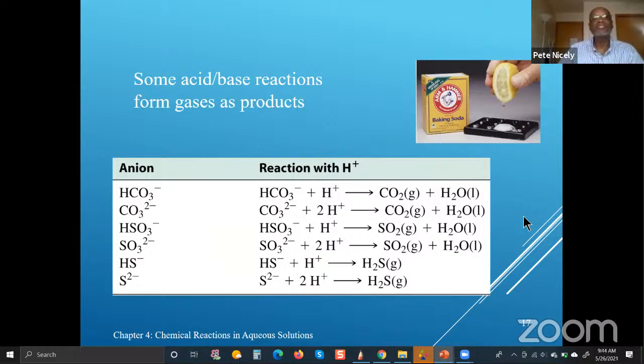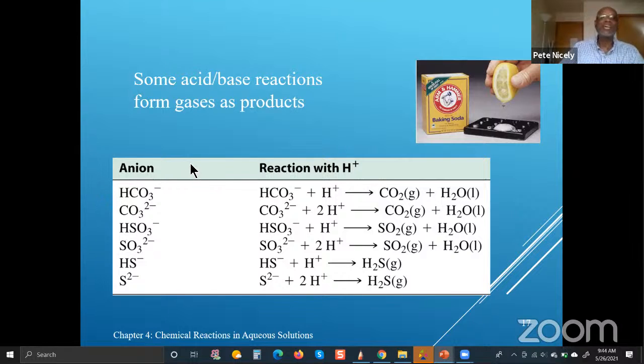Okay, there's some other acid-base reactions which involve the formation of gases, all right? And these are shown right here. This is based on certain anions being present in a particular ionic compound, these anions right here. In the case of any compound that contains the bicarbonate or the carbonate ions, if you add anything acidic to it, you're going to get carbon dioxide gas along with water.